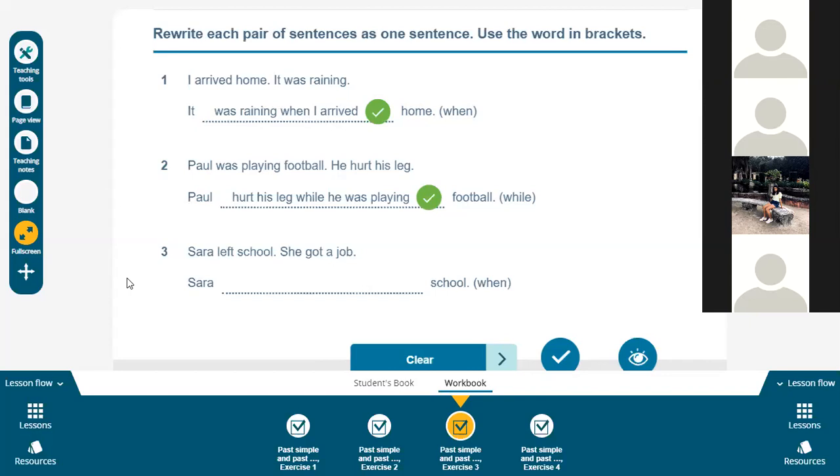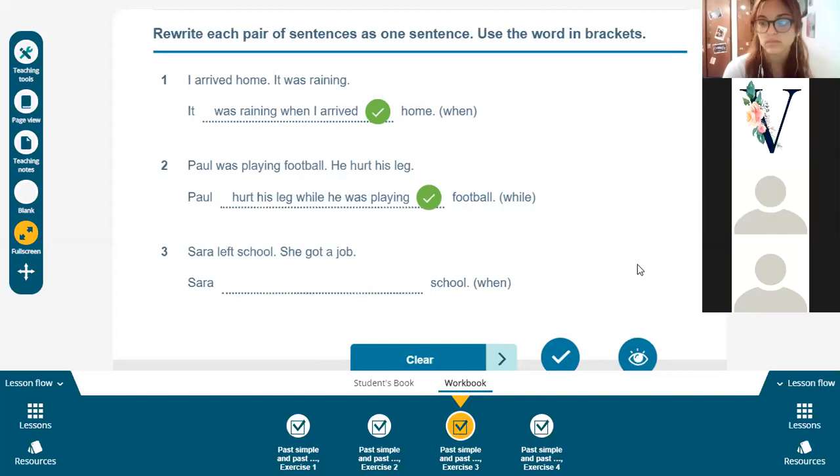Sarah left the school. She got a job. Sarah got a job when she left school. Good, that's good. Sarah got a job when she left school. Here you have to change the order of the she and Sarah, right? You have to put the pronoun in the second sentence, but that's very good.